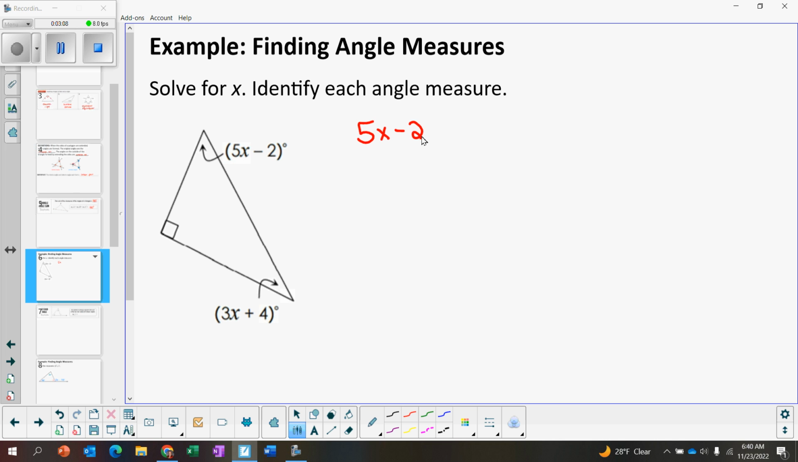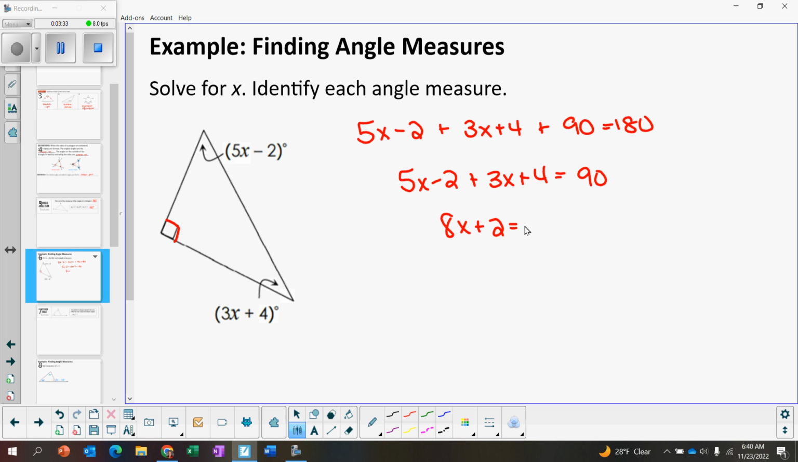So that's 5x minus 2 plus 3x plus 4 plus this angle here is a right angle, so 90, equals 180. If you wanted, we could have just had the 5x minus 2 plus the 3x plus 4 equals 90. But if you're more comfortable setting all 3 together to 180, that's fine. So here we have 8x plus 2 equals 90. 8x equals 88. If we subtract 2, divide by 8, x is 11.